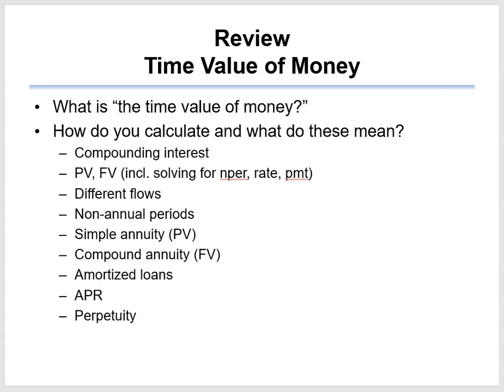Finally, we talked about perpetuities. Perpetuities are simple annuities that go on forever. The example we gave, and we'll come back again, is par value is preferred stock.